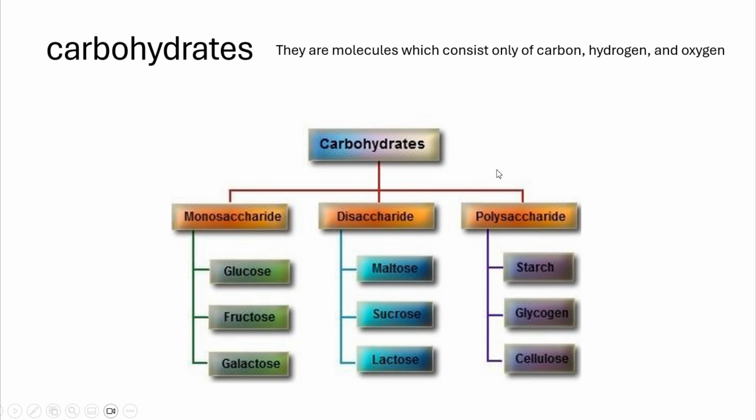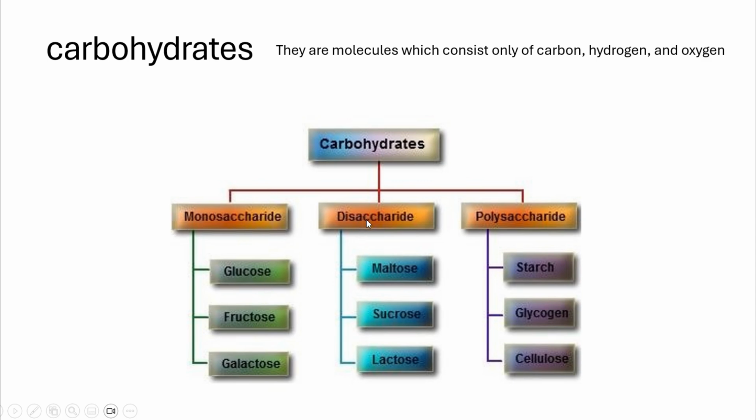Alright, so carbohydrates. These are molecules that consist of only carbon, hydrogen, and oxygen. We've got three types of carbohydrates. We start with the monosaccharides. There's three types of monosaccharides, and you need to know these three, so make sure you write this table out and memorize it. There's glucose, fructose, and galactose. They all have the same formula.